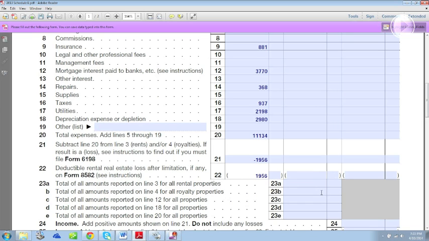And then 23A and 23C and D and E, these all kind of fill in automatically through the free fillable forms. And it's pretty simple too. It's just asking for certain amounts up there on the top. So total amounts reported on line 3 for all rental properties. That was the income line, so that's 9178. This right here is the mortgage interest line, so that's 3770. This is the depreciation line, so that's 2980. And 23E is the total amounts of expenses, so that's back on line 20, 11,134.